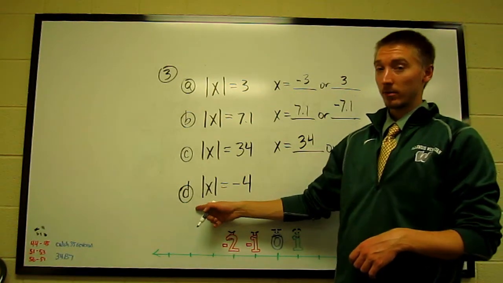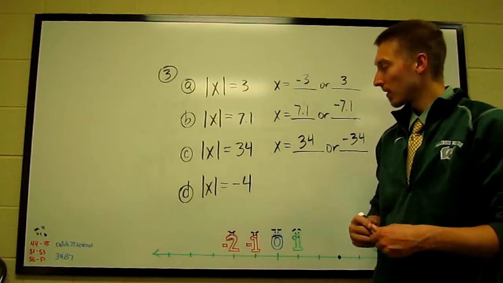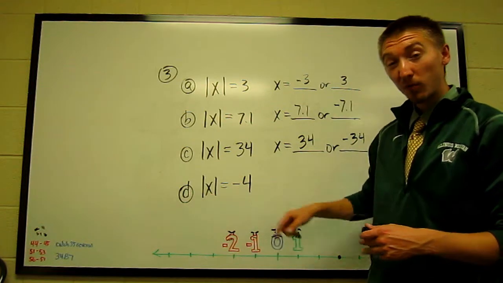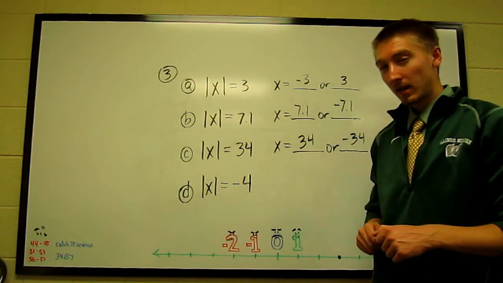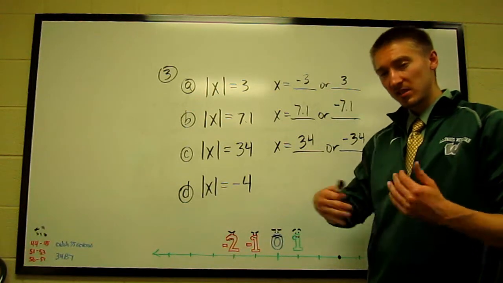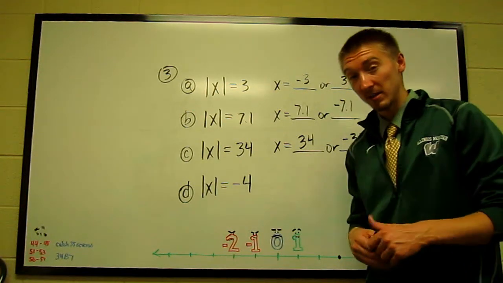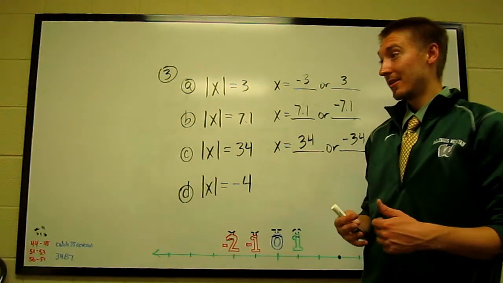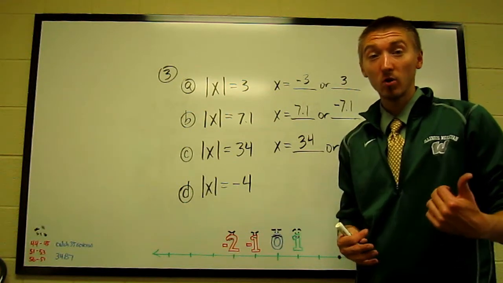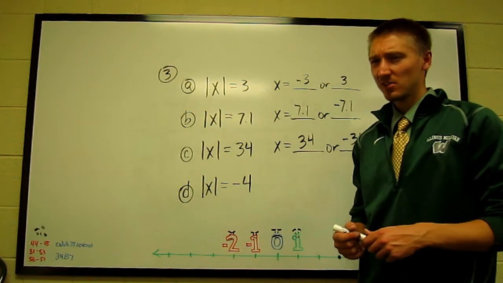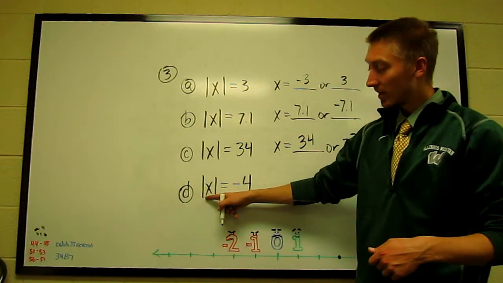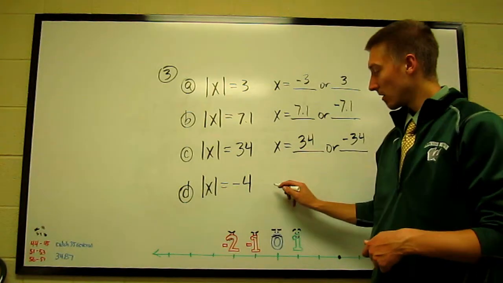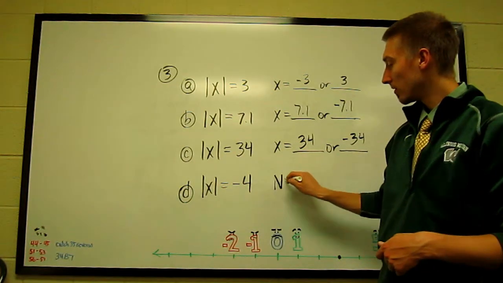For D, however, let's look closely at this problem. The distance of some number from the origin will be negative 4 units away from 0. Now, does that make sense? If we're talking about the distance from something and we're saying it's negative some units, well, that'd be like me saying I'm negative 2 miles away from my home right now, while I'm in school. That doesn't really make any sense. So, when you take the absolute value of something and it equals a negative number, that statement is false. Okay, so this has no solution.